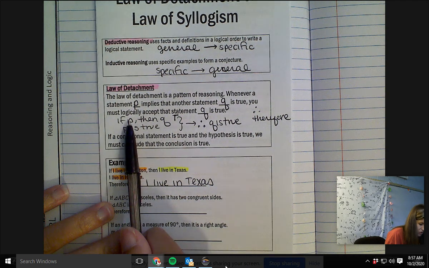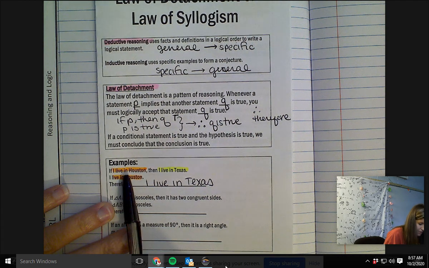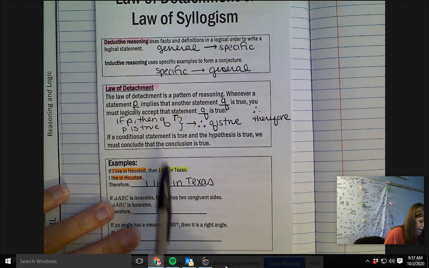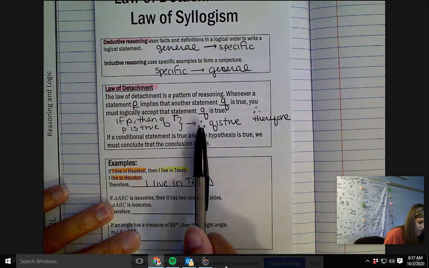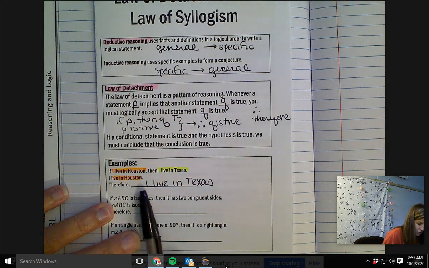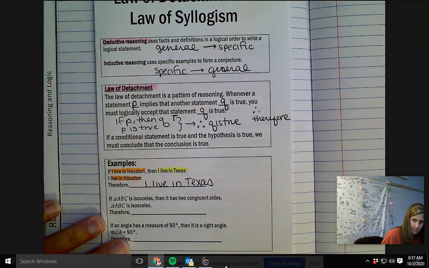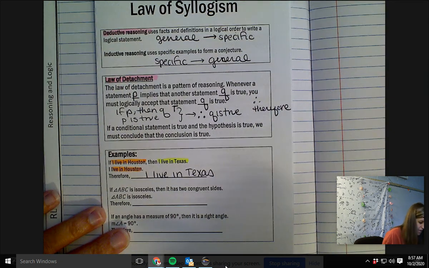Okay, so I had a conditional statement that was true: if I live in Houston, then I live in Texas. I repeated the hypothesis, I live in Houston. Therefore, I can conclude that the conclusion is true: I live in Texas.